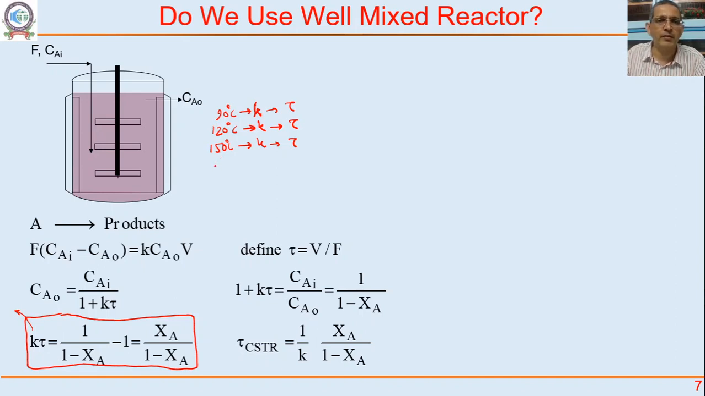Why 150? R&D has studied up to 150. Doesn't matter, that doesn't mean that we have to stick to 150 in the plant. Maybe we'll do it at 180, maybe at 200, maybe at 250. In each of these cases, I will have a different value of K. Correspondingly, using this performance equation, we can get tau.